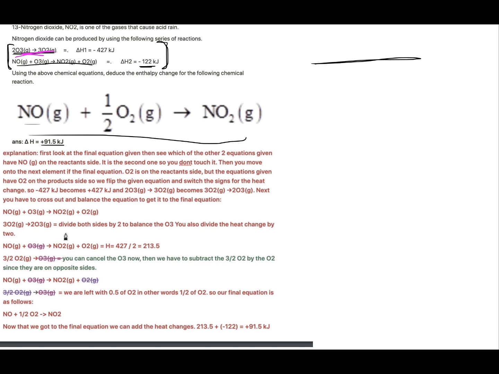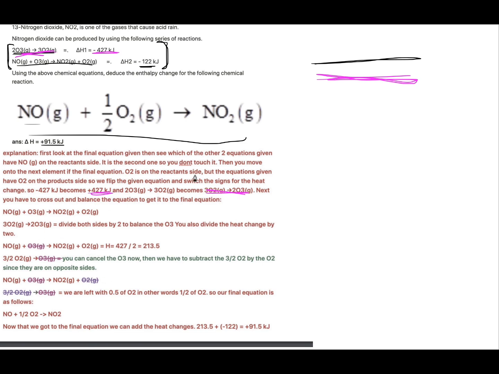After we flip it, we get 3O2 into 2O3 right here, so we put it underneath this equation. And since we flipped it, the heat change, which is negative 427, we make positive 427, since we flipped it. It says so right here.